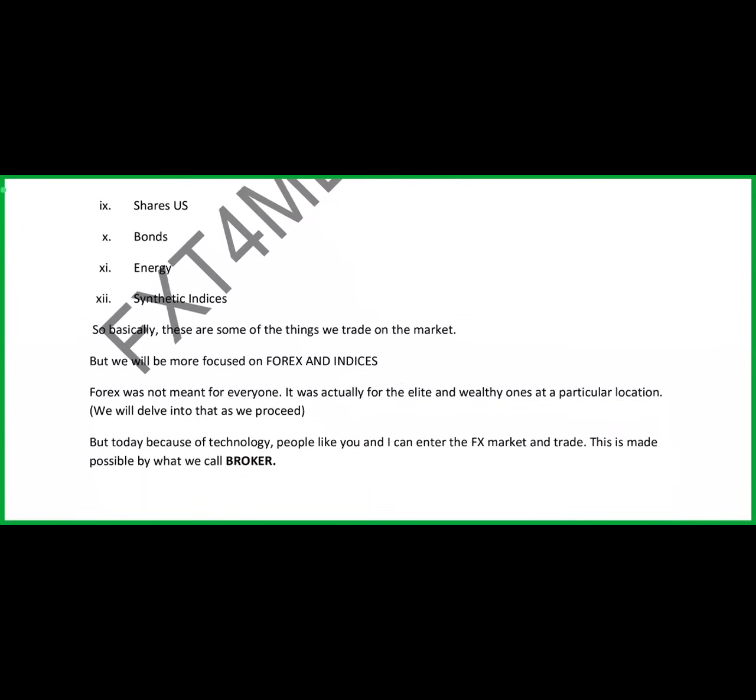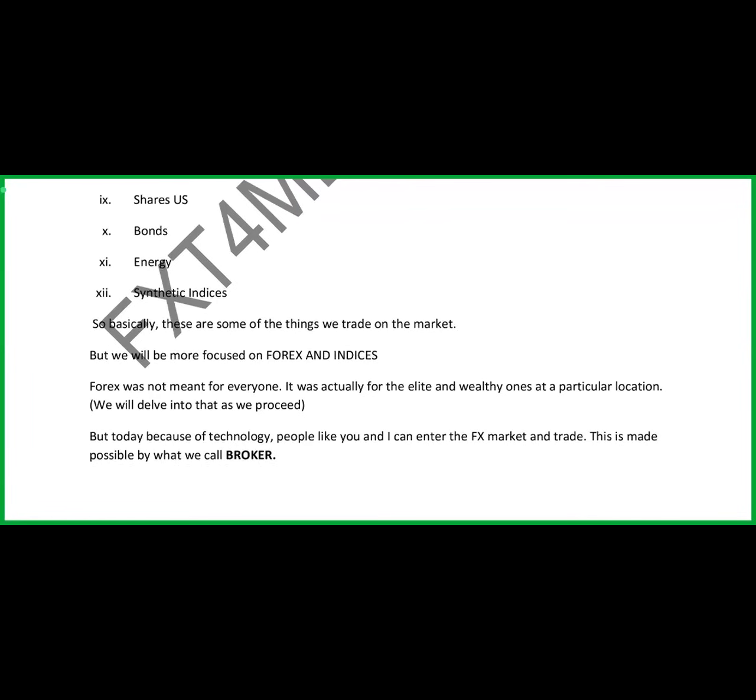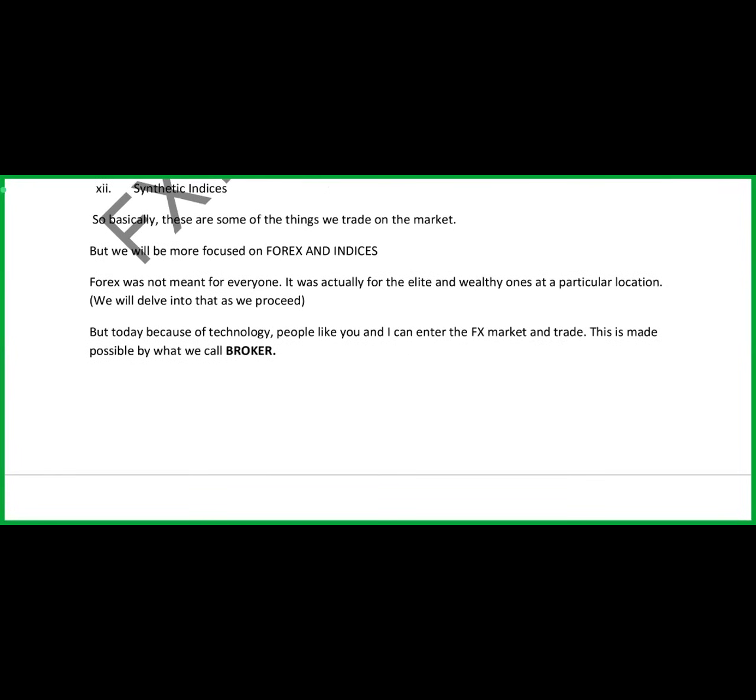Forex was not meant for everybody. We all know that not everybody can be successful with Forex. But if you are determined to be successful with Forex, you'll be determined and it will surely come to reality. It was actually for the elites and wealthy ones at a particular location. Don't worry, we'll delve into that part as we continue. Let's just continue with the other part of it. But today, because of technology, people like you and I can trade the financial market or the FX market.